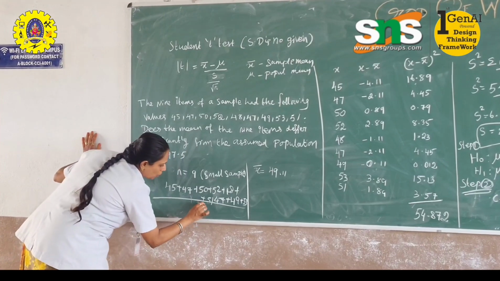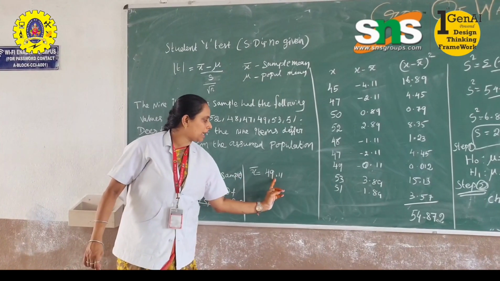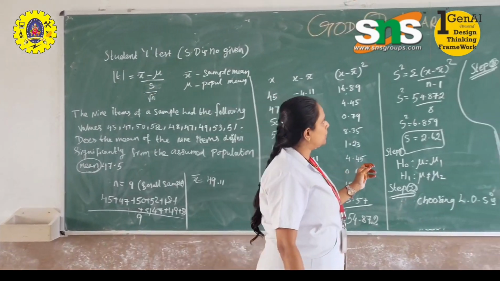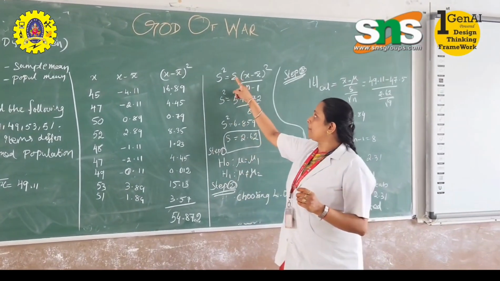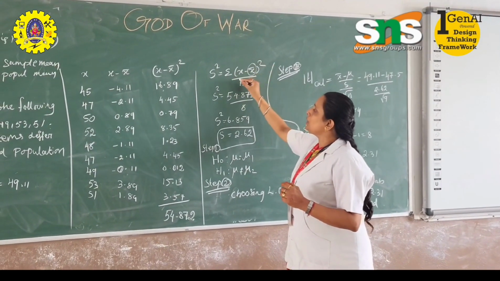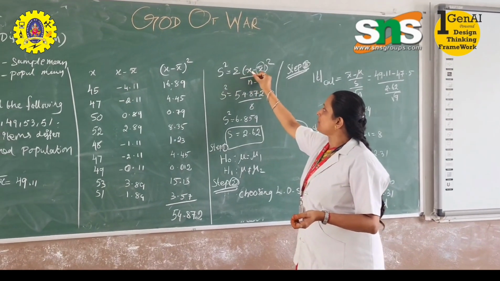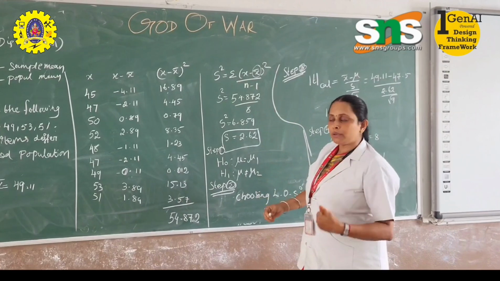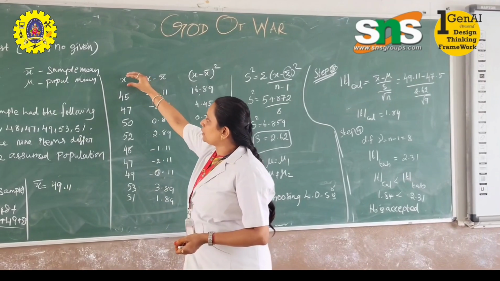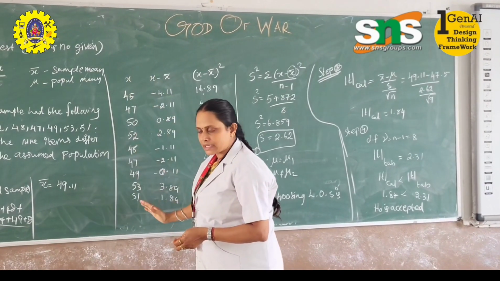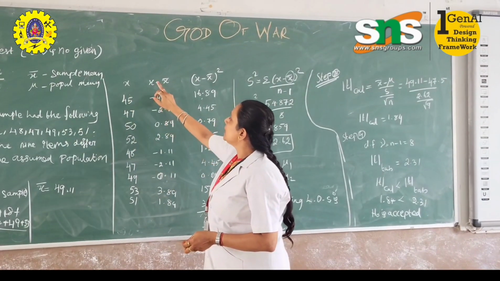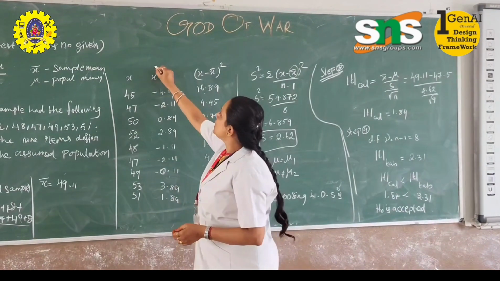Now we have to find the S value. For S we use the formula with the summation of x minus x bar the whole square. We know the value of x bar, but we don't know the summation of x minus x bar the whole square, so we have to find this value. We form the table: first the 9 values of x, then next, since we know x bar, x minus x bar.